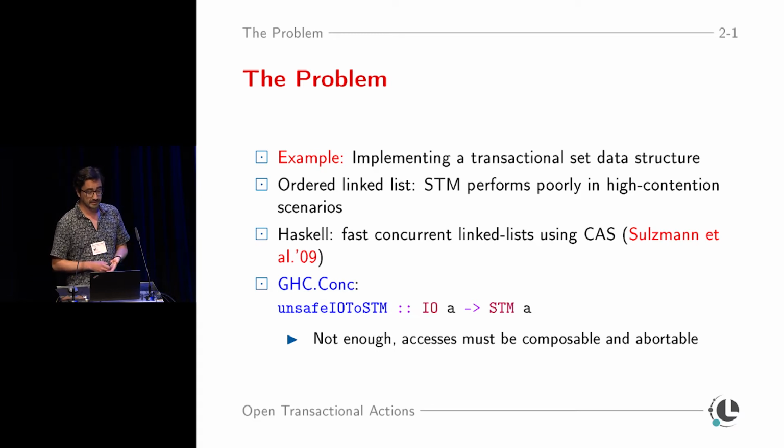is problematic, especially when there is high contention, because when you traverse the list, you have to read many different addresses, and this might generate many false conflicts between transactions. But on the other hand, we know that in Haskell, we can implement a fast concurrent linked list using compare and swap. So what if we wanted to access a fast concurrent linked list inside of a transaction?